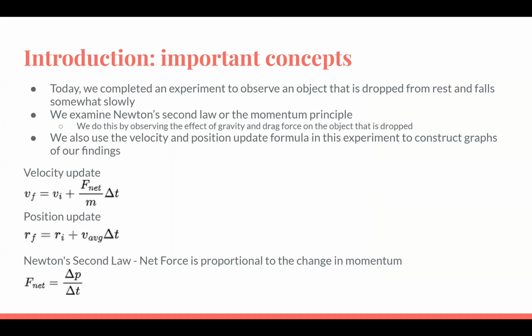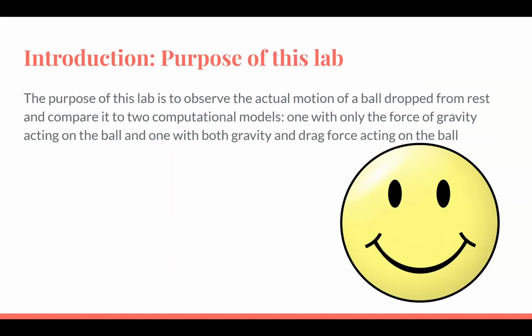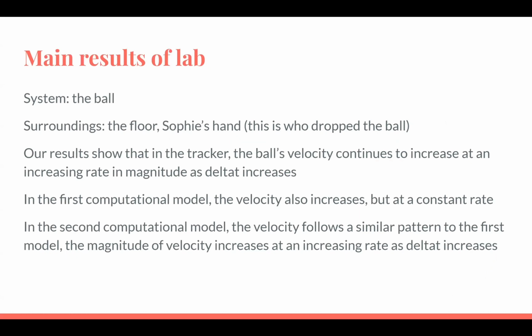So there's the velocity update formula, the position update formula, and then Newton's second law, which basically states that net force is proportional to the change in momentum. So the purpose of this lab is to observe the actual motion of a ball dropped from rest and then compare it to two computational models. One with only the force of gravity acting on the ball, and then one with both gravity and drag force acting on the ball.